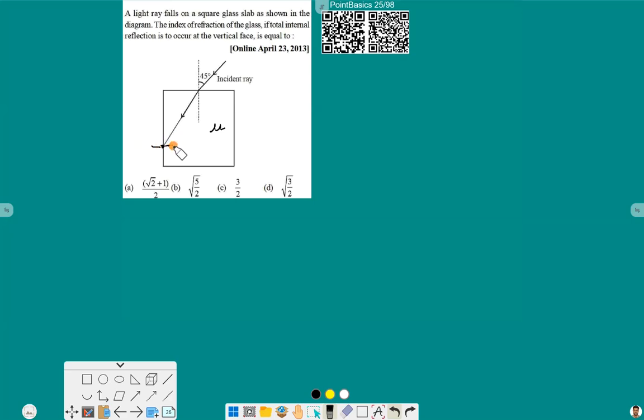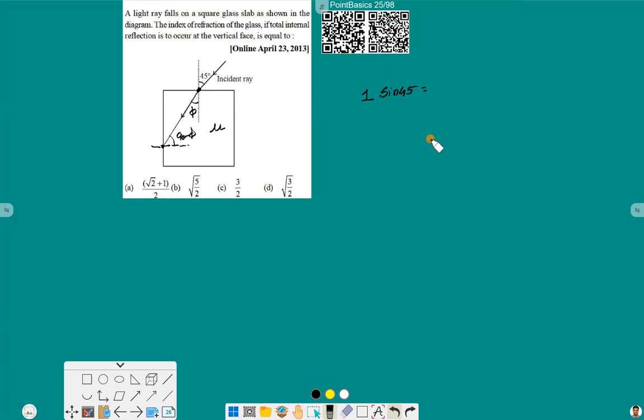So first we will draw a normal here so that we can find this angle. Now assume this angle is phi. So this angle will be 90 minus phi. Now at this point we can apply Snell's law, that 1 into sine of 45 is equal to the refractive index of the glass, which is given to be, it is not mentioned here.